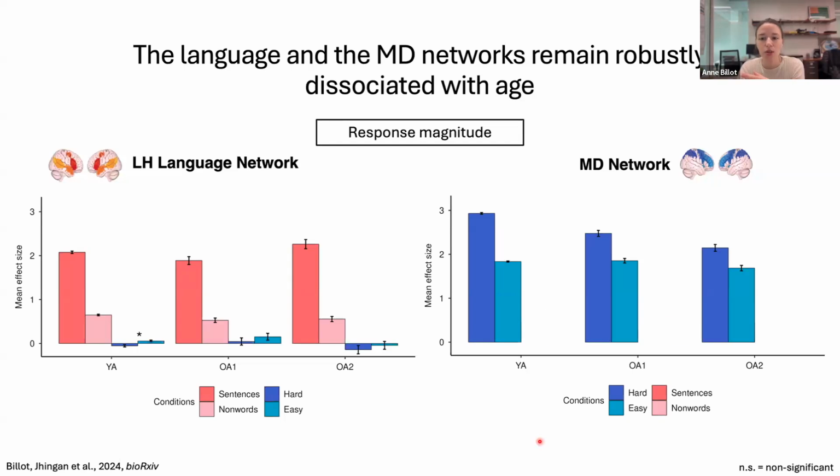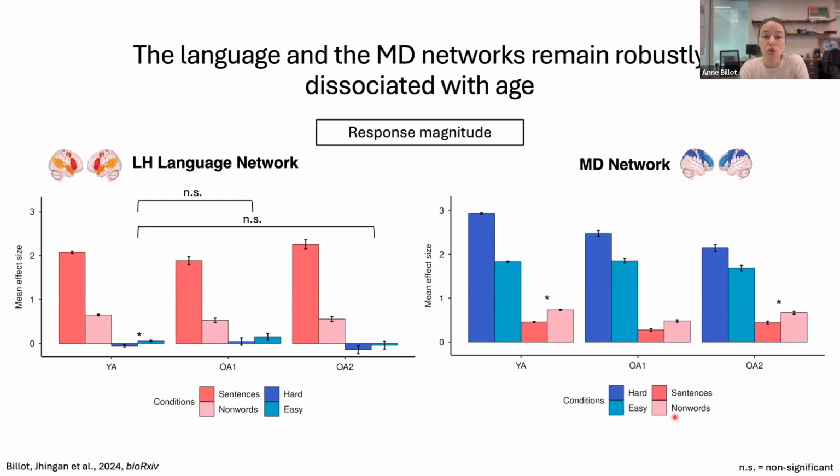And next to it, I'll show you the responses to the non-preferred domain, which for the language network is the MD spatial working memory task, and for the multiple domain network is the reading task. And in both the language and the multiple domain network, we did not find any change in the response to the non-preferred domains. And these responses were minimal across groups or non-existent in the language network across all age groups. And you can see in the MD network that the contrast is actually opposite for the reading task compared to the language network. So this is the first piece of evidence showing that the language and the multiple domain networks remain robustly dissociated with age.